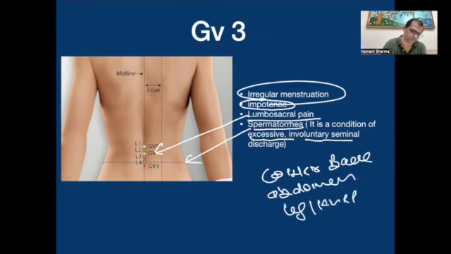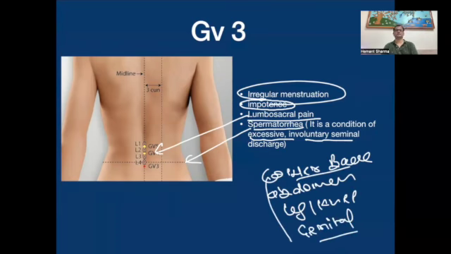हम इस पॉइंट को स्टिमुलेट करके लोअर बैक में, एब्डोमेन में और लेग में अच्छी ऊर्जा भेज सकते हैं. Even we can send the good amount of energy in the genital part, like in the uterus, and for male in the male genital part, right? तो गवर्निंग वेसल 3 एक बहुत ही स्पेशल पॉइंट है.